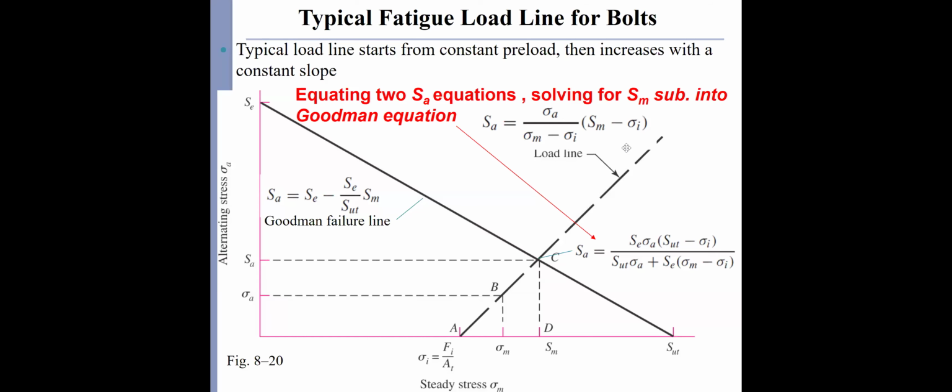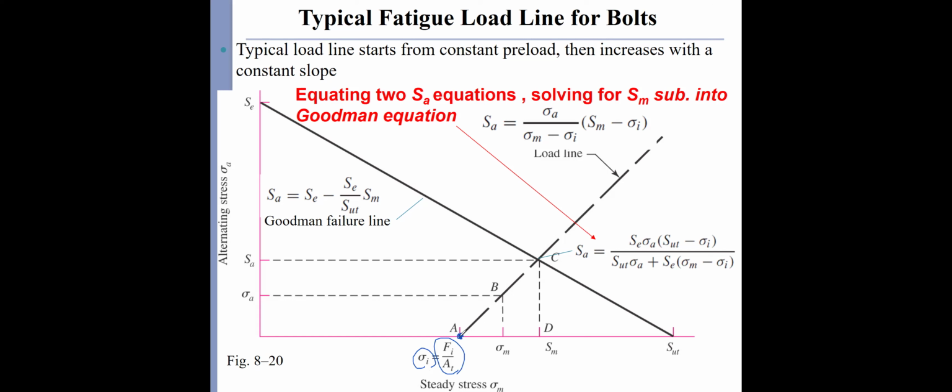So we can evaluate this, and figure out the intercept of the two lines. We can figure out the intercept of the loading line and the Goodman equation. For example, this is the loading line. For the fastener, we have the initial stress, which equals Fi divided by the tensile stress area.